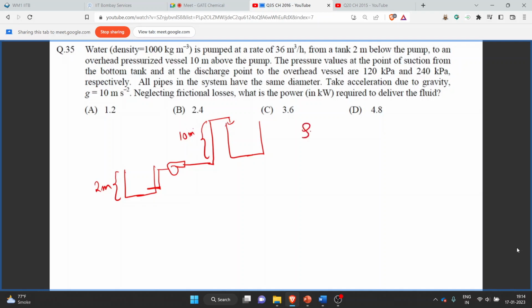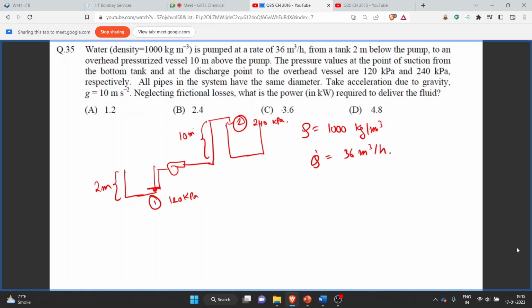Then the density we have been given as 1000 kg per meter cube, and the flow rate Q dot is 36 meter cube per hour, and the pressure values of the suction from the bottom of the tank, that is at this point, at 1 we have the pressure value of 120 kilopascal, and at discharge, that is at second point, we have the pressure of 240 kilopascal. So all the pipes have same diameter, and the value of g is 10 meter per second square, and we have to find the power required to deliver the fluid.